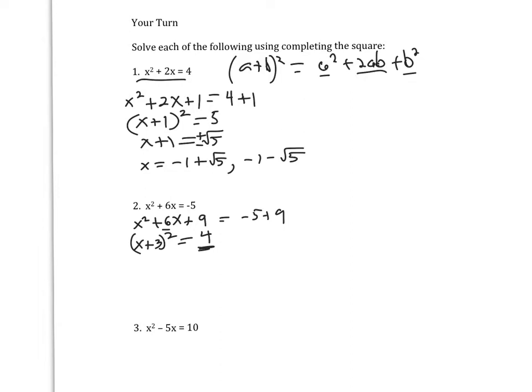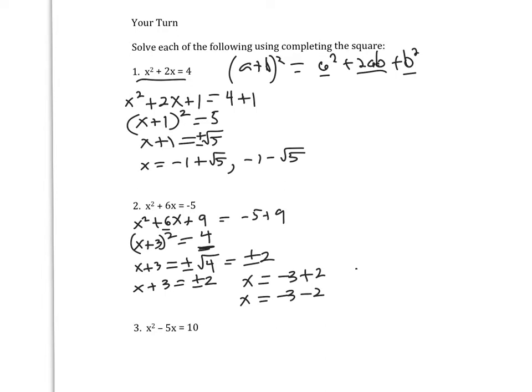Then we will take the square root of both sides, and get x plus 3 on the left side is equal to positive or negative square root of 4, which means it's equal to positive or negative 2. So we're going to get x plus 3 is equal to positive or negative 2, and that gives us that x is equal to negative 3 plus 2, or x is equal to negative 3 minus 2. The first one gives us x is equal to negative 1. The second one gives us x is equal to negative 5. And if we plug either one in, you can see it'll make the equation work.